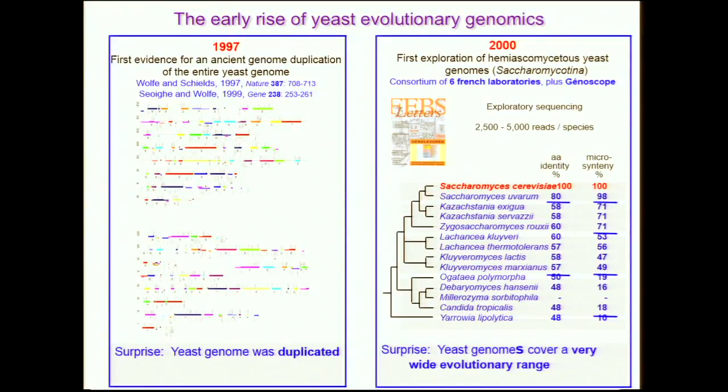We produced 5,000 reads on these species. They were selected more or less with a thumb, because we did not know very much of the phylogeny. And what we discovered, based on amino acid identity or based on synteny of genes, is that the yeast were extremely large in terms of evolutionary distance. The two closest yeast species are not very close. There is no such thing as two close yeast species.